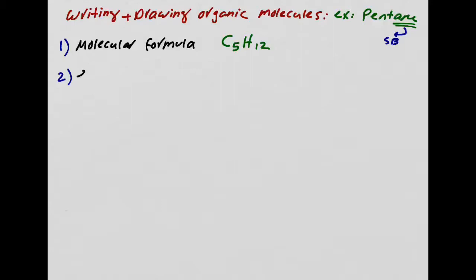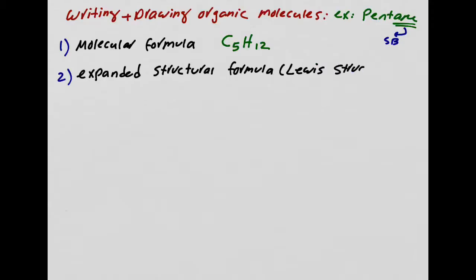Now another way is expanded structural formula, which is basically the Lewis structure. Okay? So let's do this together. I have 5 carbon atoms, okay? I have 5 carbon atoms. So I'm going to attach the 5 carbon atoms together. 1, 2, 3, 4, 5 carbon atoms together. You guys are good so far?